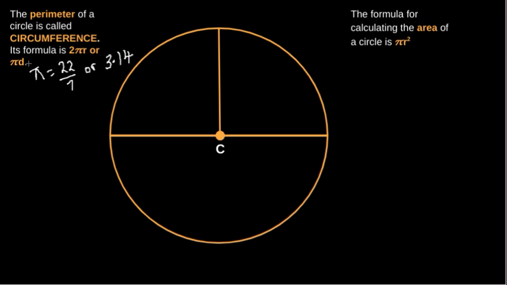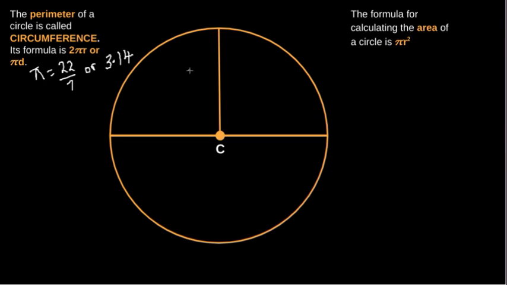Now remember that two radii make up a diameter. A diameter is two radii together. So this plus this will give you the diameter. So if we have the diameter given to us, we can use pi d as the formula for the circumference of a circle. And if we have just radii or radius given to us, we can use 2 pi r to find the circumference of a circle.